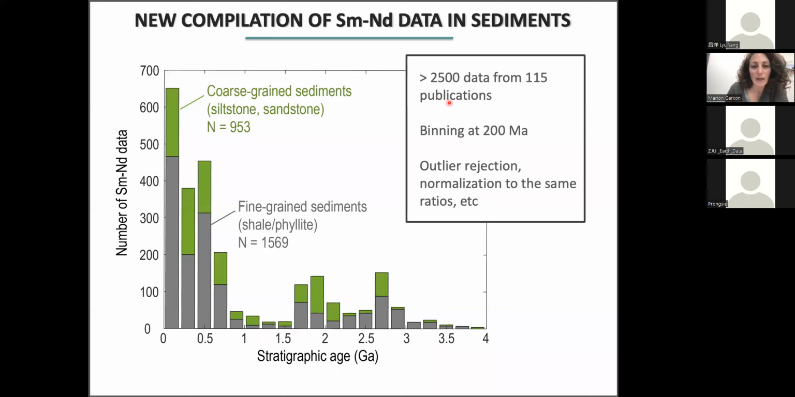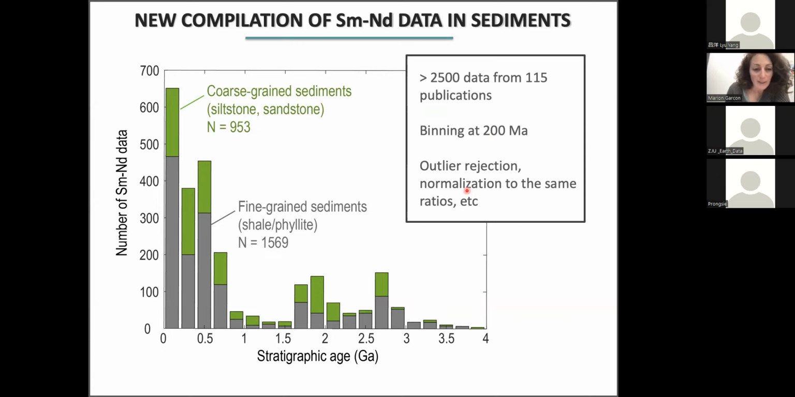So these are 2,500 data. Several statistical tests suggest that the most appropriate binning given the initial distribution is about 200 million years, so this is what I decided to do throughout the whole study. And of course, I have looked at the data to reject any weird measurements or any ratio that was not normalized to the right value.